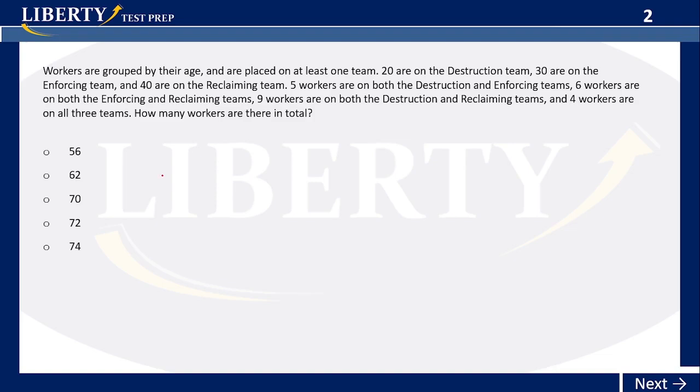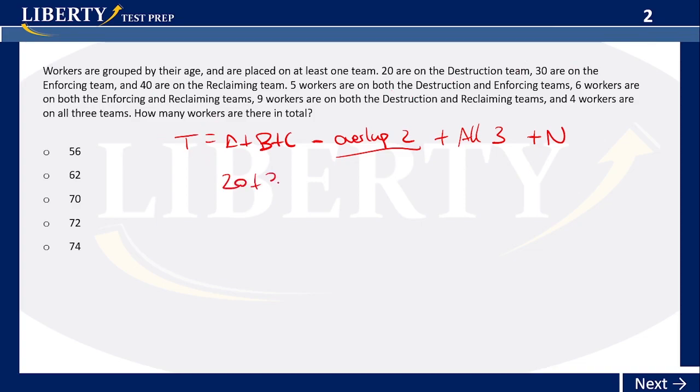So here we don't see the words "exactly two," right? So we have to apply the first formula. Total is equal to A plus B plus C minus the sum of the overlaps of 2, plus all 3, plus neither. Basically, you have that. Now, what is this? You have 20, 30, and 40. 20 plus 30 plus 40, right? They're asking you for the total minus the overlap of 2. What is the overlap of 2? The ones that are in two groups. 5 are in both of us, so 5 plus 6 are in both of us. Okay, 6 plus 9.